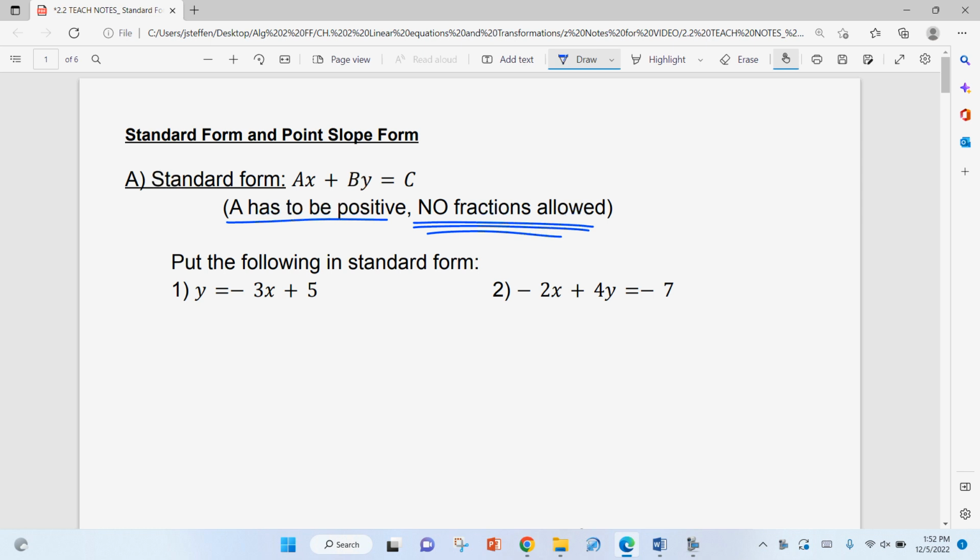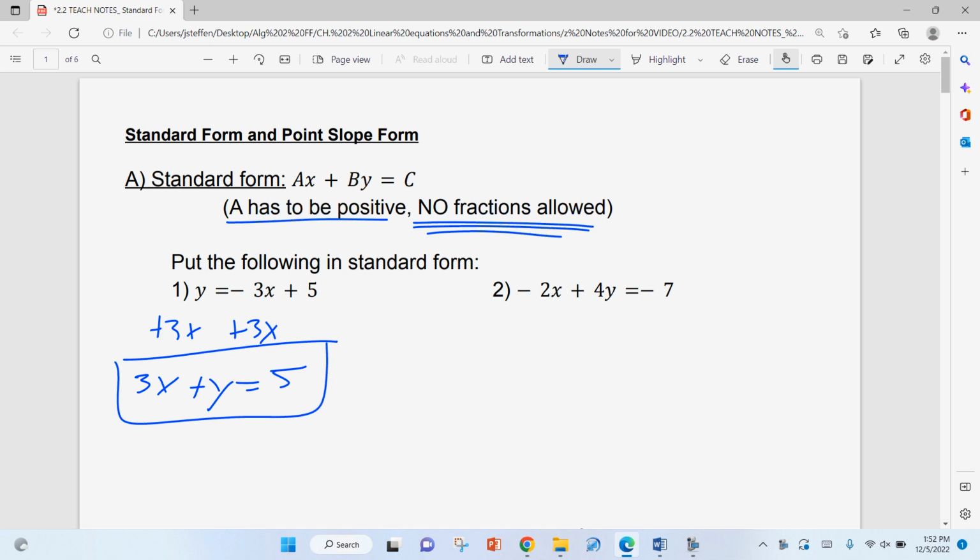So we're going to put the following in standard form, which again just means the x and y are on the same side as the first step. So add 3x to both sides. So we have 3x plus y is equal to 5. The a is positive, that first number, and there are no fractions, so that is your answer.